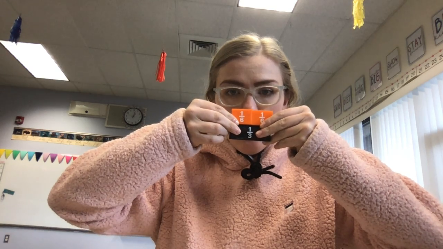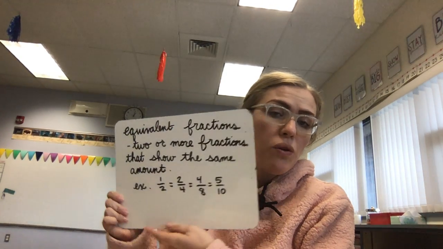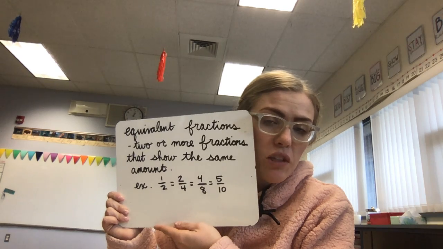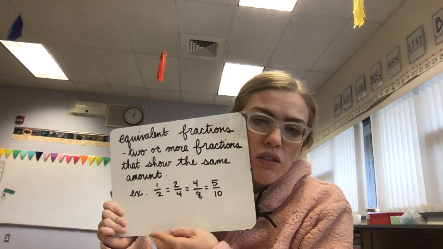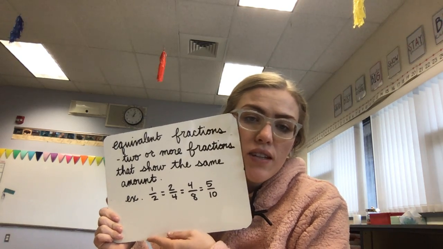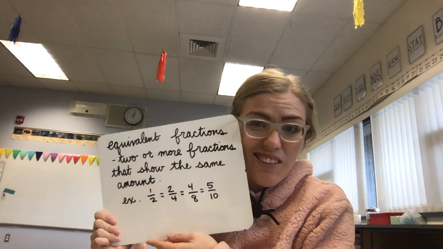You can also see that 1/3 is the same as 2/6. Pretty cool. That's actually also the same as 3/9. These are called equivalent fractions. Feel free to pause for the definition. Two or more fractions that show the same amount. So, for example, 1/2 is the same as 2/4, which is also the same as 4/8 and 5/10 too.